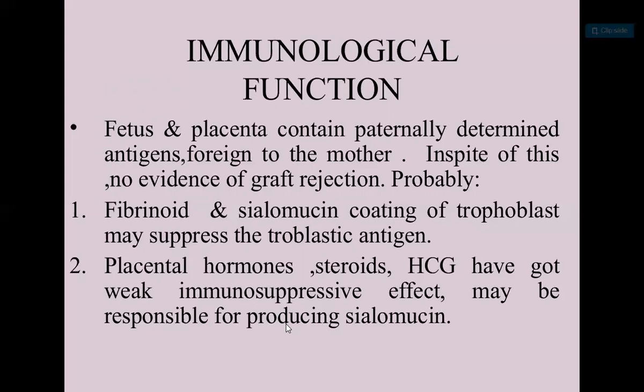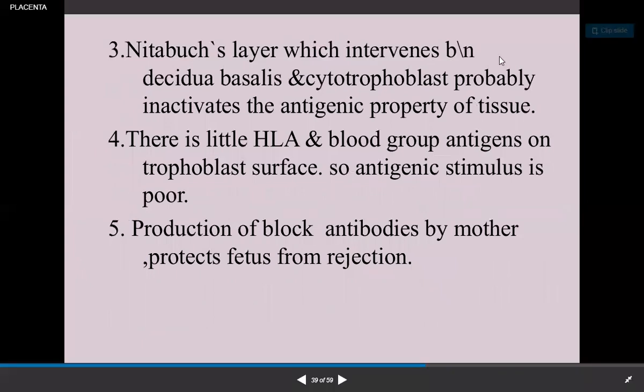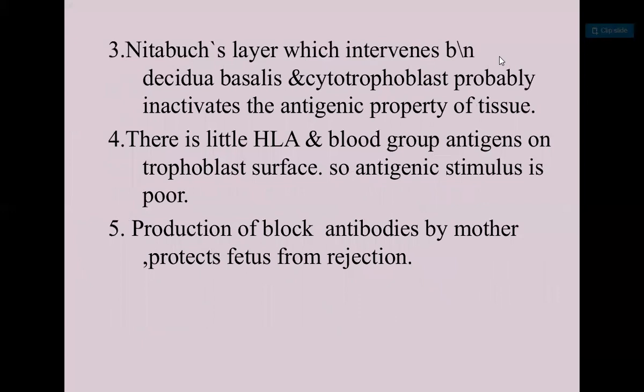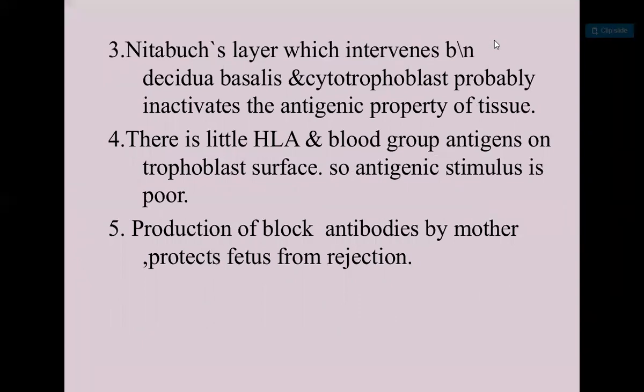So it is an immunological function. Whatever the mechanism, there is a layer that intervenes between the pseudobasalis, that is the basal layer of the deciduum, the inner layer of the uterus, and the cytoplasm, which probably inactivates the antigenic property of the tissue. There are few HLA and blood group antigens on the trophoblast surface, so the antigenic stimulus is poor. So the mother produces blocking antibodies, which protect from rejection.